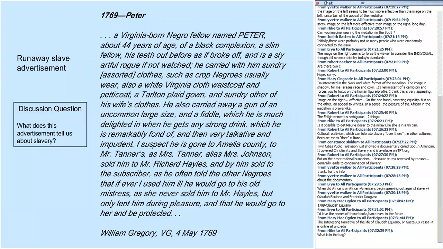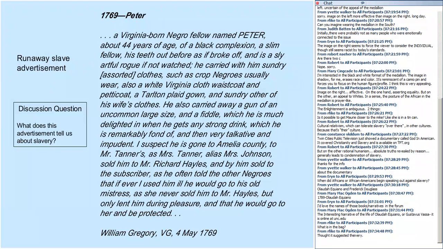And then it gives details about where he thinks he's gone, in this case to Amelia County, and he mentions some people whom he knew in Amelia County. So what are some of the lessons about Peter in particular, and maybe more generally about runaway slaves, that you get from this? While we're waiting for a response, one of our participants has suggested that the bag might have suggested thievery, which is an interesting comment because to white slaveholders looking at the bag, it probably did indicate thievery.